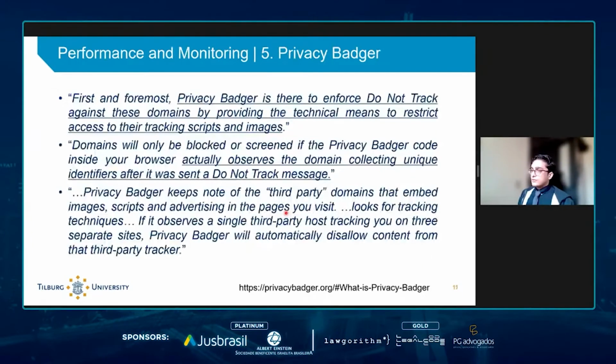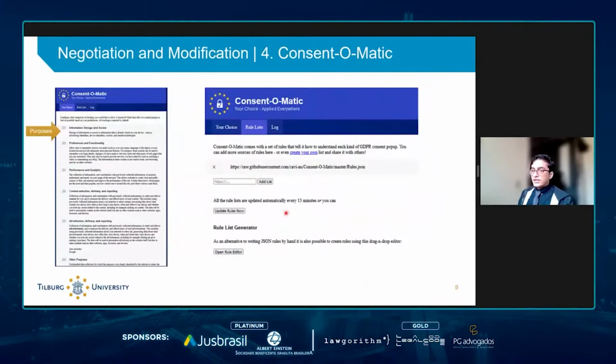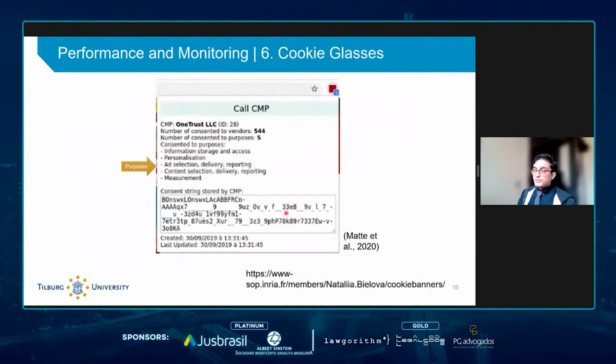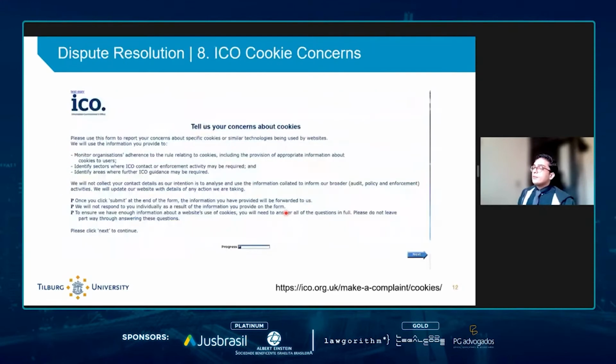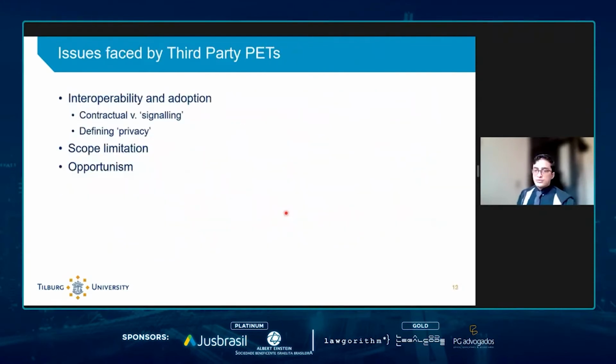Now, one important thing to note here is that Consent-O-Matic based its rule set on an analysis of CMPs and on the GDPR. And this is similar, except this relies on the IAB's Transparency and Consent Framework. They both rely on the GDPR, they both have similar roots, but as you can see, some of the purposes that they talk about are slightly different. And that brings us to the issues faced by third-party privacy enhancing tools.